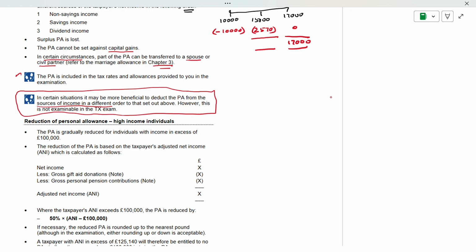For very rare cases, I will put a cross. Only if it is not examinable will I put a cross, which means you should have clarity on why it has a cross.